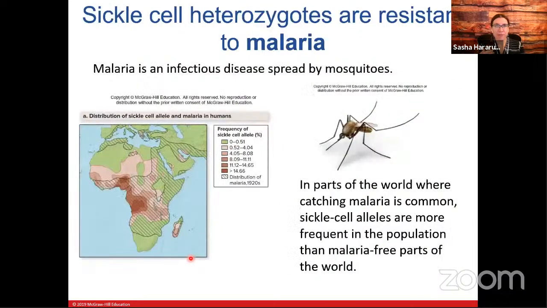And interestingly, people who are heterozygous for the sickle cell disease, and populations that most frequently are sick with sickle cell disease, are located in the same regions where malaria is spread. So malaria is caused by a parasite.